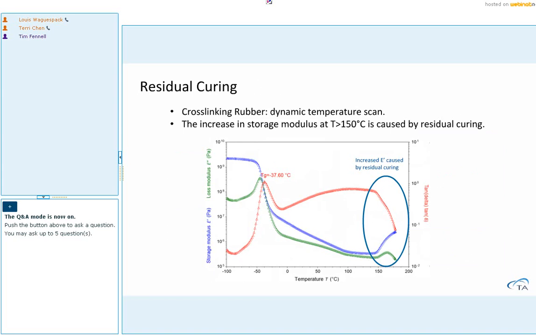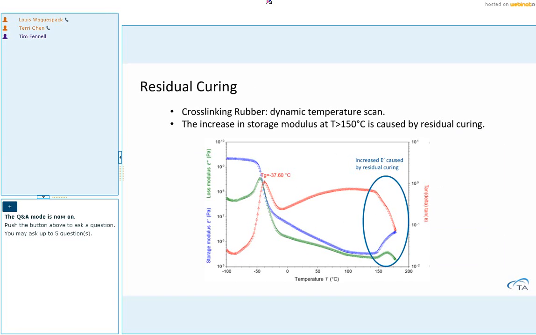Can we also use the DMA measurements to monitor residual curing? The answer is yes. For a thermoset system, if you load it onto a DMA and conduct a temperature ramp experiment, after the glass transition, if you observe an increase of storage modulus as a function of increasing temperature, this is indicating some residual curing.